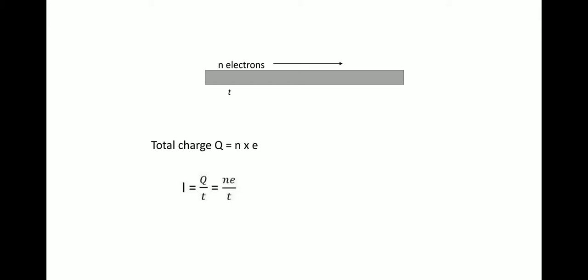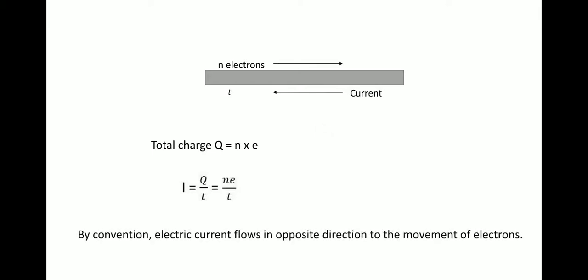And also we must know that when the electrons are moving towards this direction, then the current is assumed by convention to flow in the opposite direction. That means towards this direction. So when the electrons are moving from this end to this end, the current will be flowing from this end to this end. So just remember that the flow of current will be just the opposite to the direction of the flow of electrons. So by convention electric current flows in opposite direction to the movement of electrons.